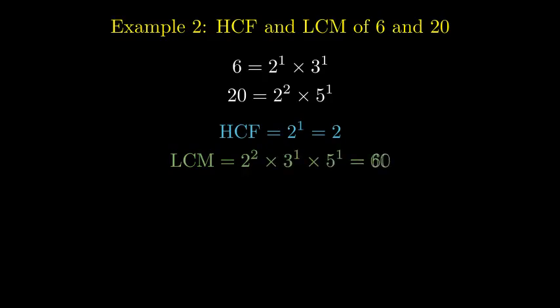For the highest common factor, we take the lowest power of each common prime. The only common prime factor is 2, so the HCF equals 2 to the power 1, which is 2. For the lowest common multiple, we take the highest power of every prime present. LCM equals 2 squared, multiplied by 3, multiplied by 5. That gives us 4 times 3 times 5, which equals 60.